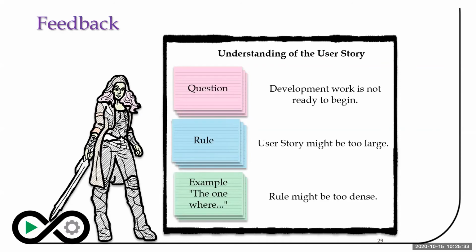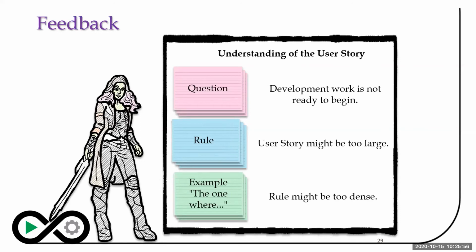So if you have a story that's not ready and you begin work on it, you're going to run into trouble more than likely. So looking at that example map, why color coded? Well, if you have a lot of red question cards, that is a good indication that development work is not ready to begin. Thumbs down. Go answer those questions separately and then come back and host another session.